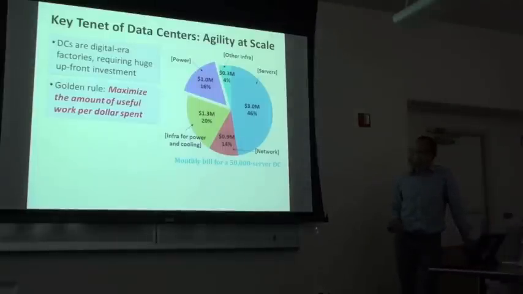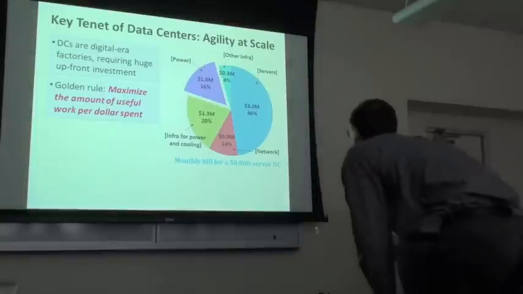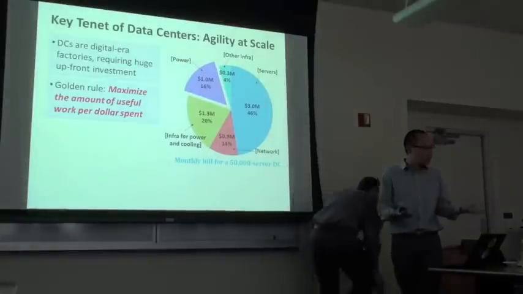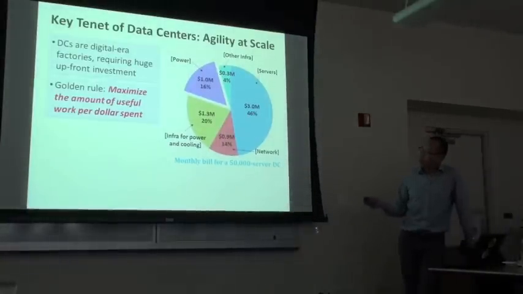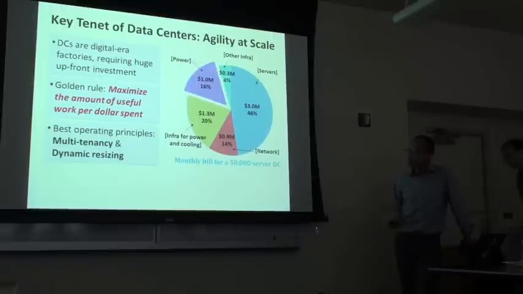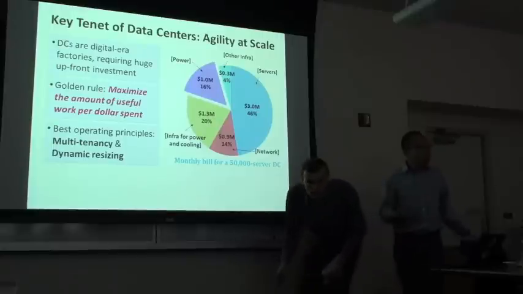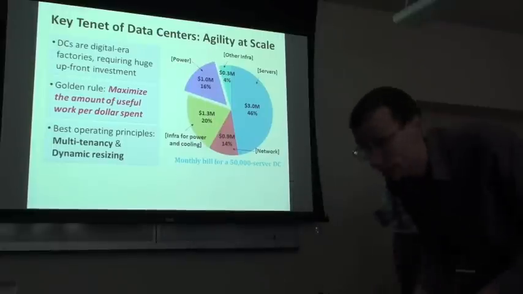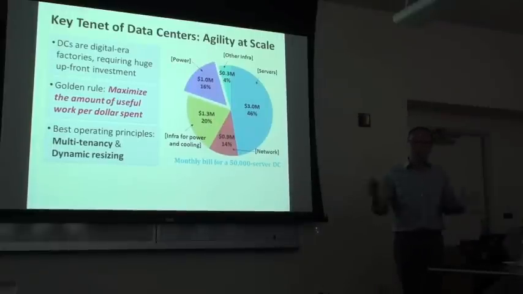And hence this golden rule: let's maximize the amount of useful work per dollar spent. You have already spent the money, so let's make the best out of it. To abide by this golden rule, data center providers and tenants usually adopt two best operating principles. First, multi-tenancy, time and space sharing. To keep all these servers as busy as possible, they are divided up among a large number of tenants. And second, dynamic resizing.